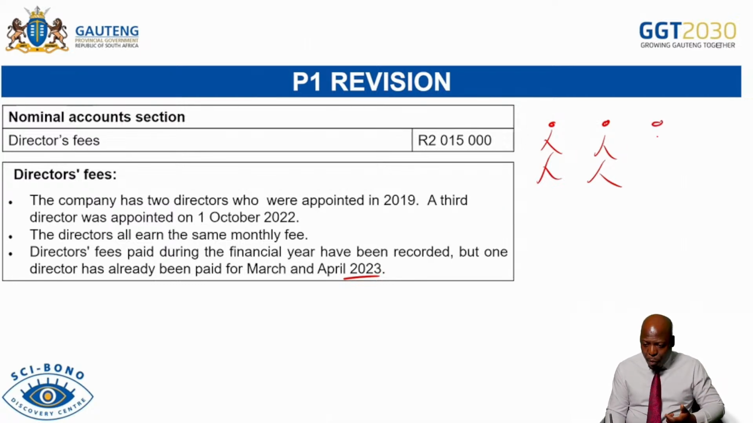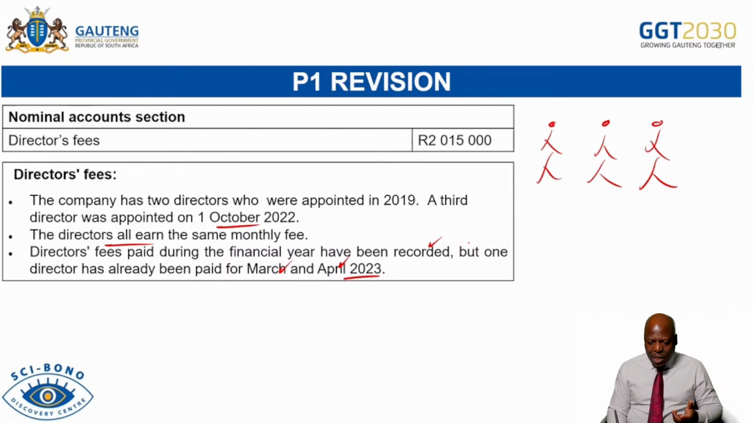A third director was appointed. There is the third guy on 1 October. So this is appointed in this financial year, 2022. The directors all earn the same monthly fee. And directors' fees paid during the financial year have been recorded, but one director has been paid for March and April. Is that a problem?